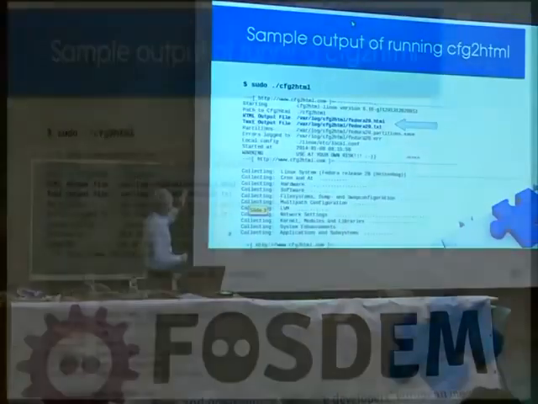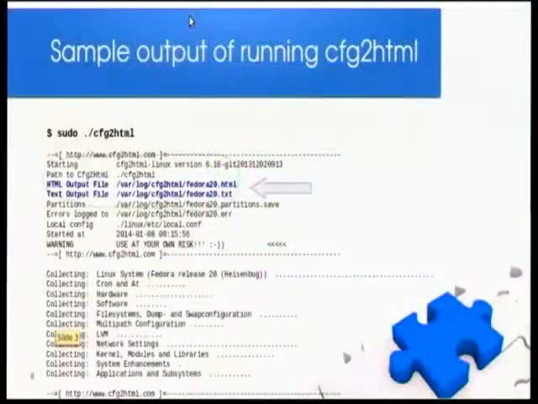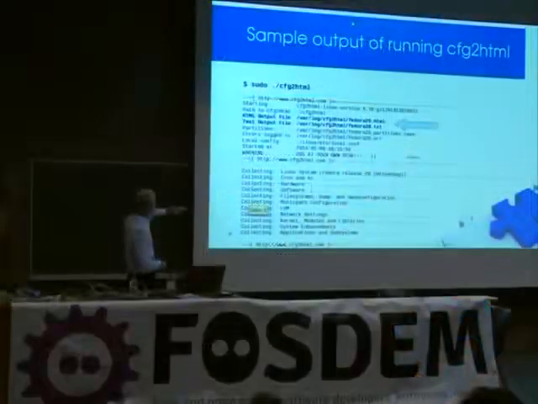Here you can see a very simple sample. As I said, you can see on the top the HTML output file and the text output file, and where they are stored. For Linux, by default, it is under the /var/log directory. But you can change it. You can overrule it on the command line. You can overrule it in the local.conf file. It's very easy. For the rest, it tells you when it starts, et cetera.